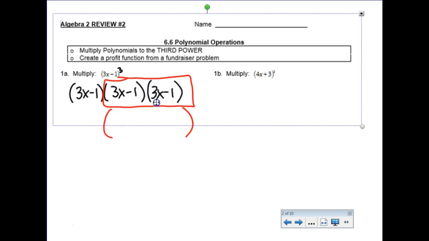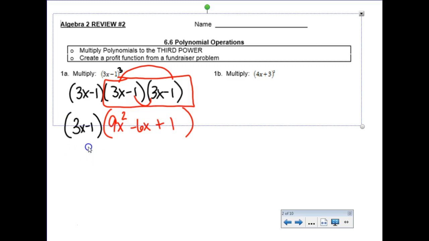So it's still going to be in a set of parentheses, but we get 9x squared. And then I'm going to do the outer inner step at once. We have negative 3x plus another negative 3x. So that's going to give us negative 6x. And then 1 times 1 is positive 1. But we're not done.